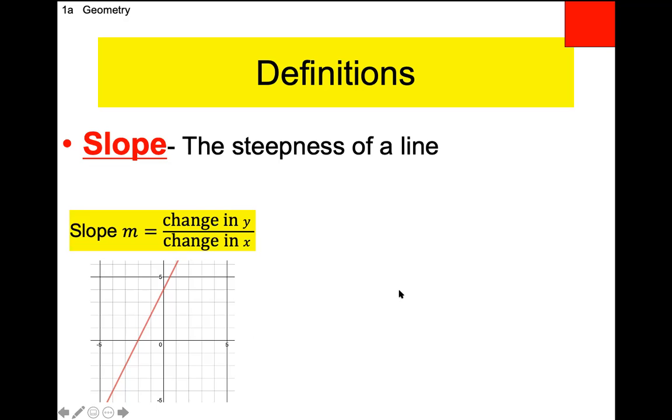Now, we further refined that. We said, well, how do most people do it? We always use this word rise over run. An interesting thing, you won't find this in most math books, but almost every single math teacher always says rise over run. So the rise is how much it's going up and down. The run is how much it's going left and right.